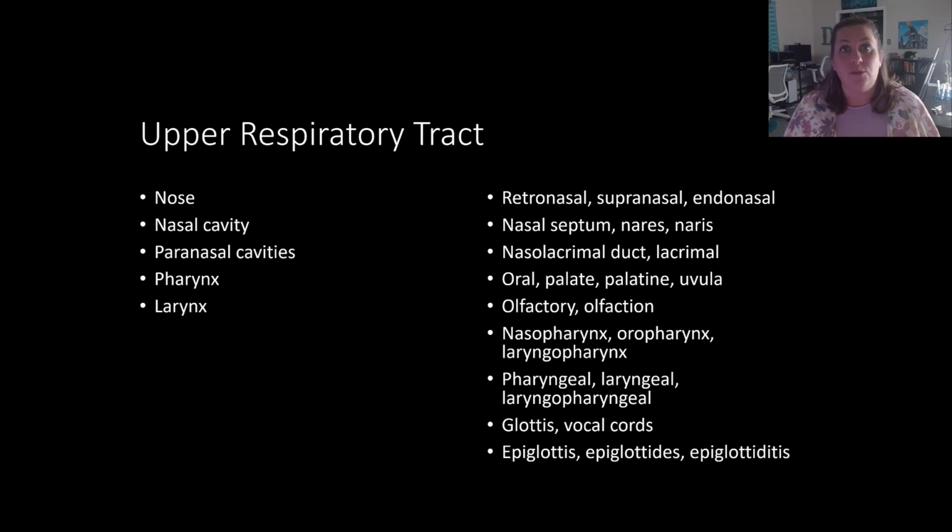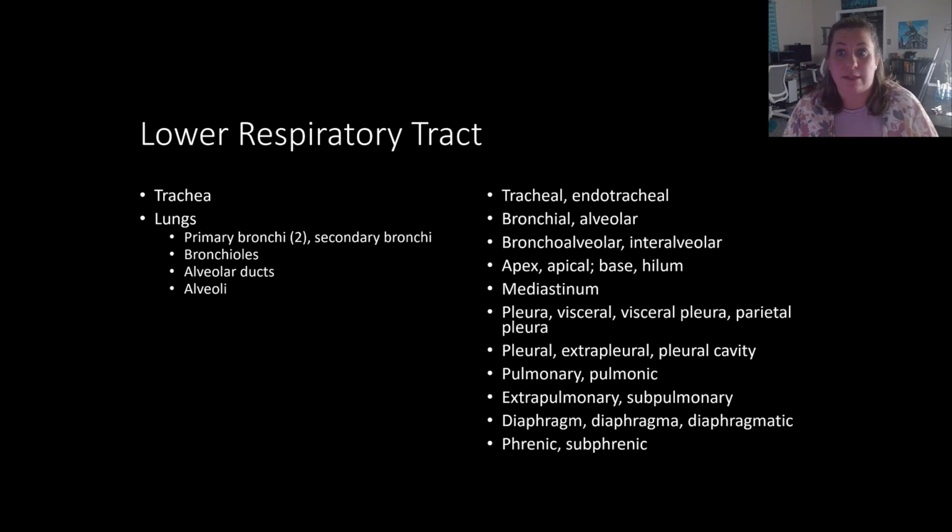So these are terms that you would see more with the upper respiratory tract. All right, so now let's look at the lower respiratory tract. Remember, the lower respiratory tract deals with the trachea and the lungs and all the structures inside of the lungs. This can also be abbreviated as LRT for lower respiratory tract.